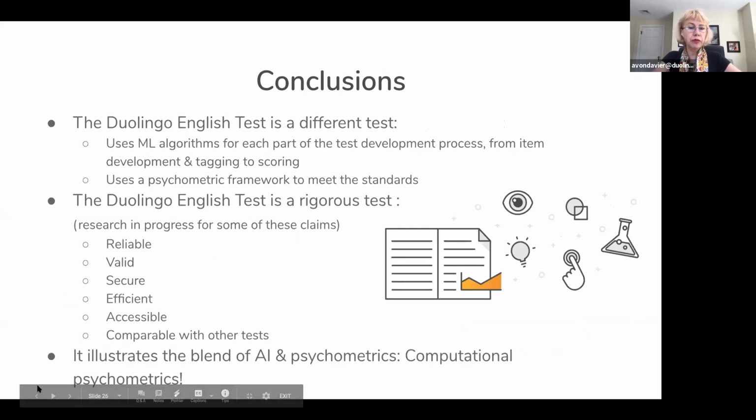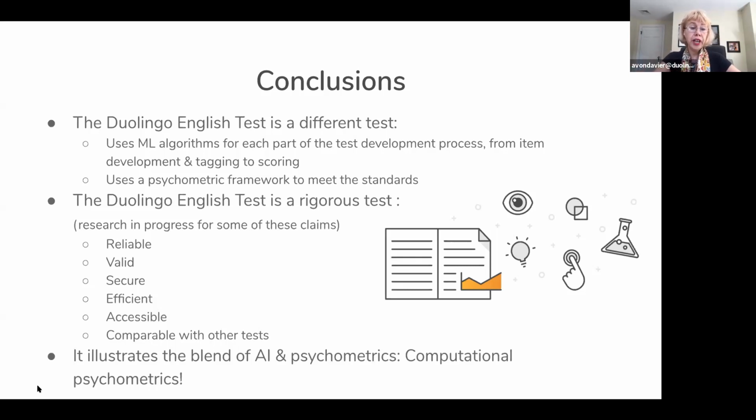I believe you see this is really just a taste of what the test is. I would invite you all to check the website for the DET and read some of the reports that are available and the user guide. But you can see that it's definitely a different test, that it has been built using a different approach from the beginning, with item development, to tagging, and to scoring.